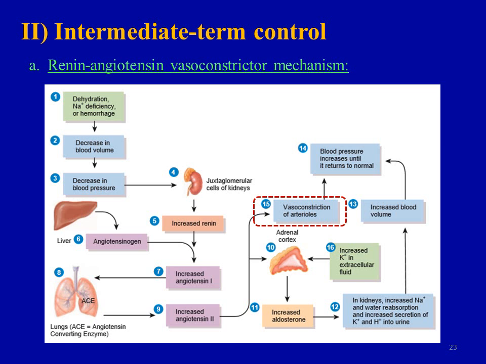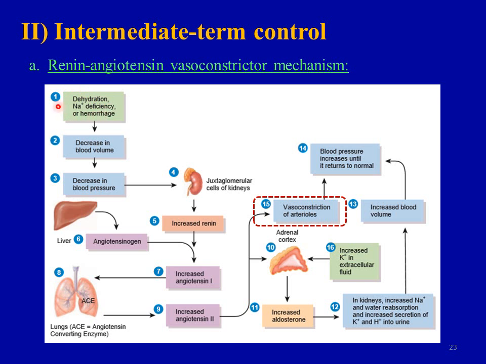Now let's go to the intermediate term control, and we start with the first controller, which is the renin angiotensin vasoconstrictor mechanism. I didn't say aldosterone because aldosterone requires longer time to produce its effect, so aldosterone is with the other hormones under the long-term control of blood pressure. So here we are depending on the effect of angiotensin II. I will explain this quickly.